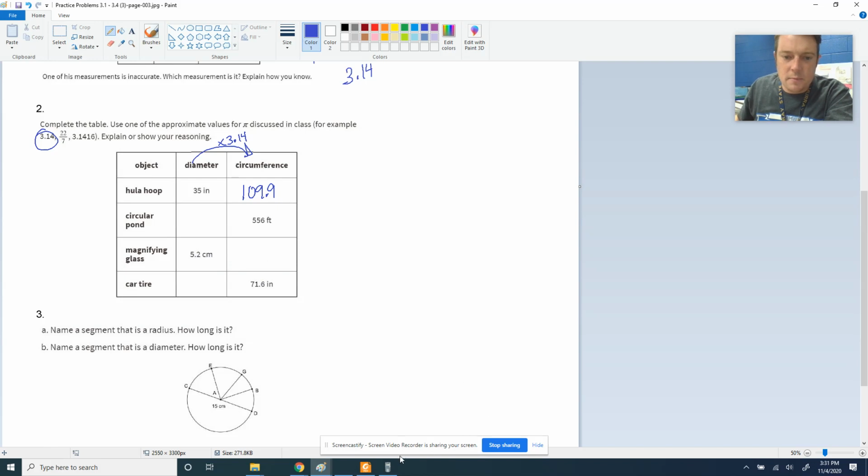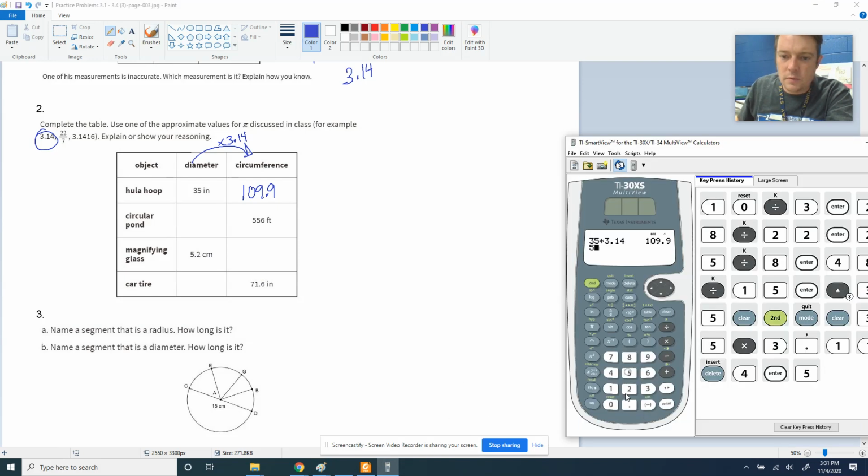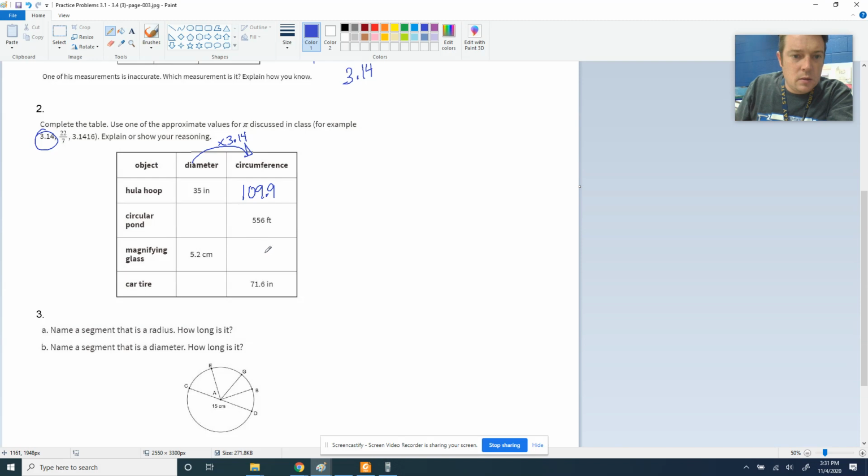Let's go ahead and do this one. 5.2 times pi. So 5 and 2/10 times pi. And that turns out to be 16. Let's round to the nearest hundredth, 16.33. And these are centimeters. These were inches. Sorry, I forget my units.